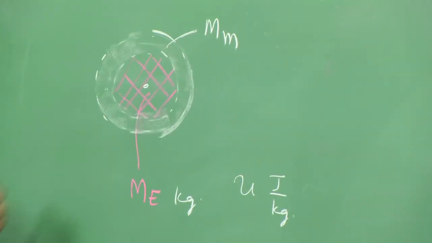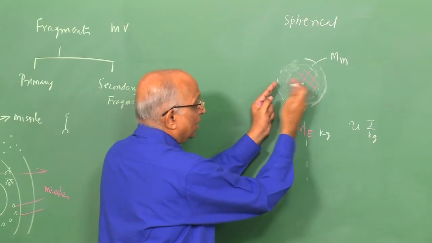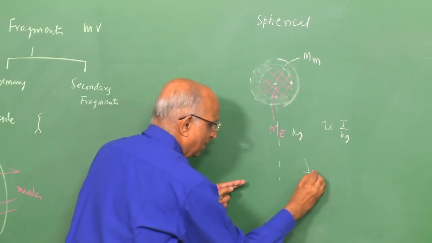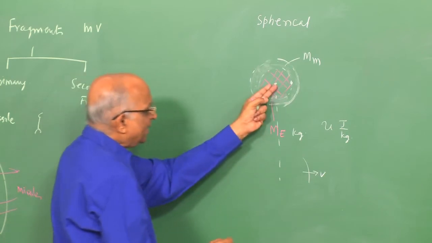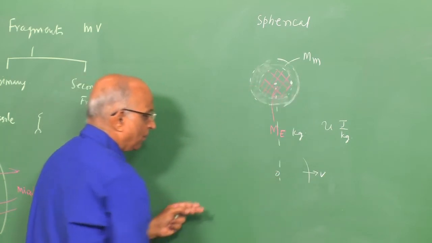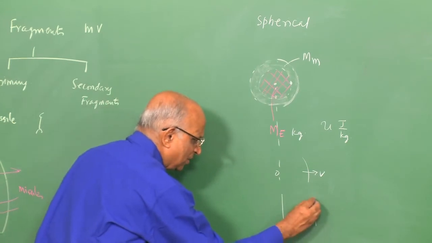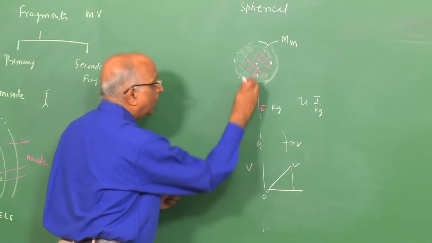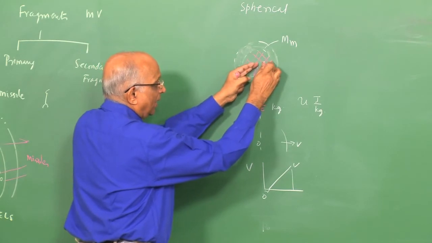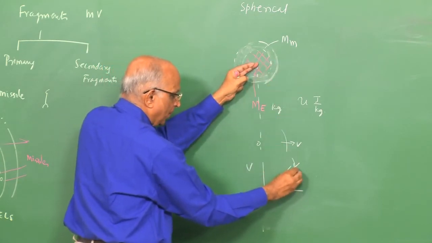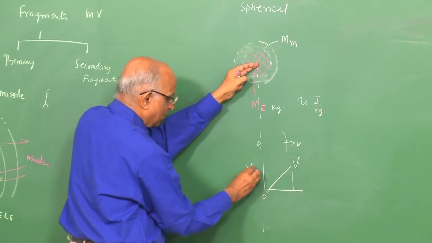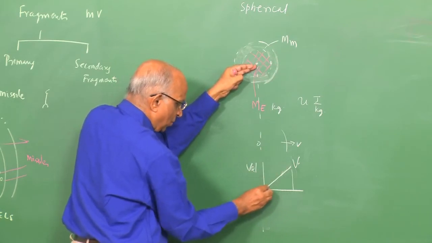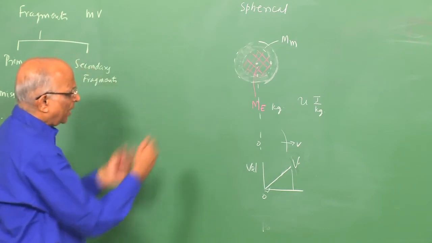Let us also assume that at the casing, when it just bursts, the velocity of the gases is v. At the center, since it is symmetrical, the velocity is 0. Let us assume that the velocity varies linearly from v to 0. That means at the edge, when the thing explodes, the velocity is v, and at the center, because of symmetry, the velocity is 0. With this, let us try to write an expression.